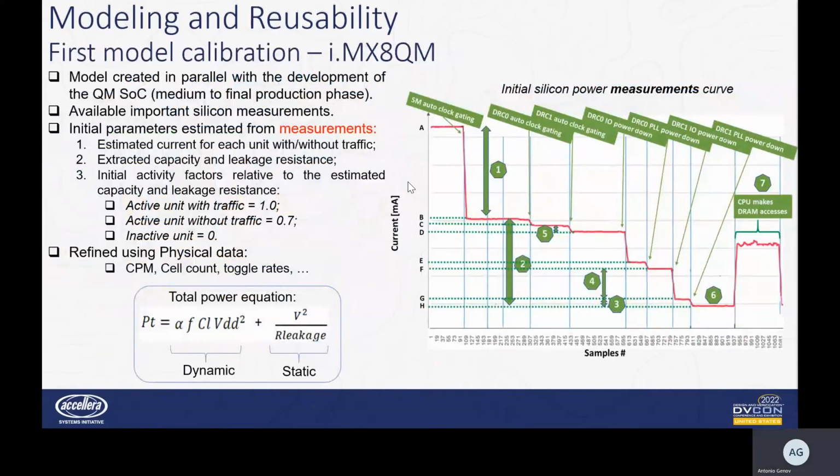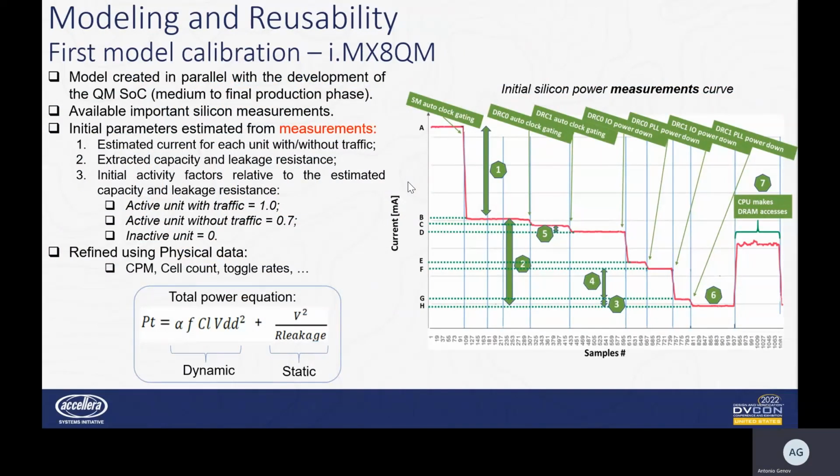Since we started the development of the SystemC TLM functional model and the power clock arc power model in parallel with the development of the IMX8 QuadMax, which was in the medium to final production phase, we had a test version of the silicon and an initial power measurement curve of the silicon containing information about the power consumption for several important states of the SoC.